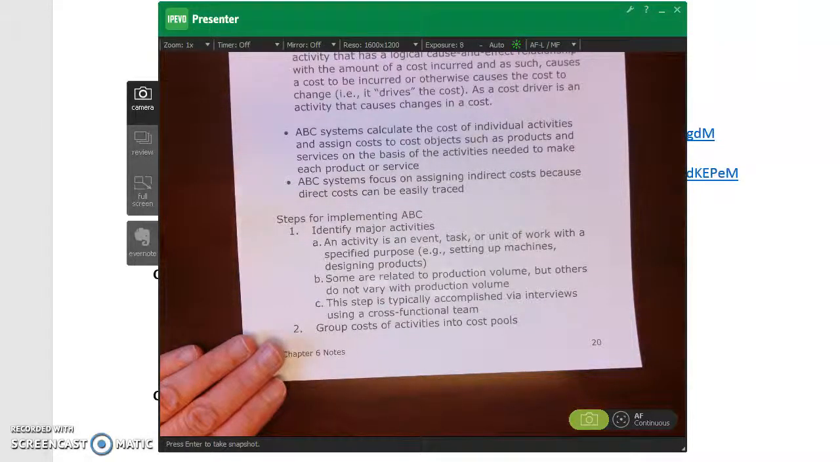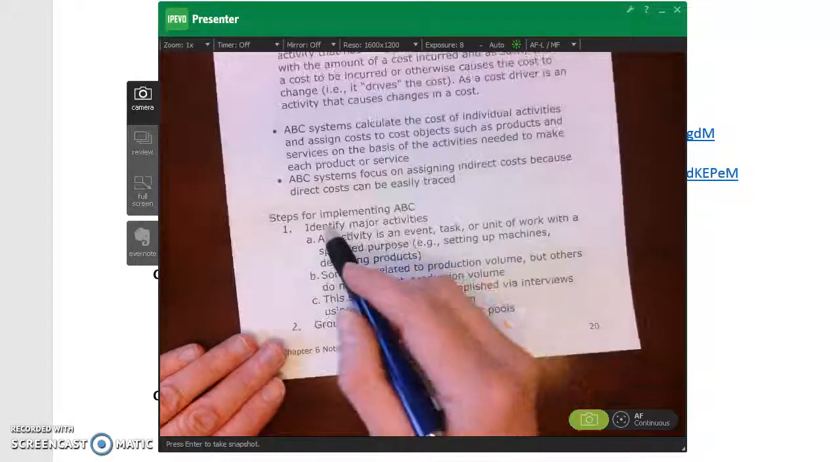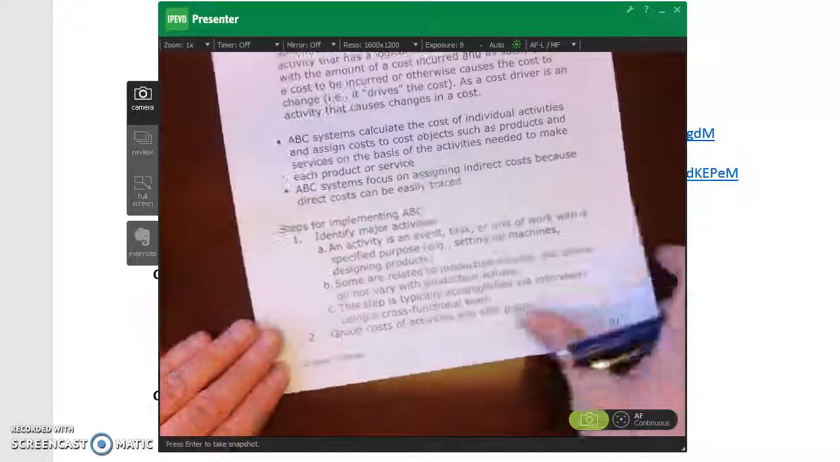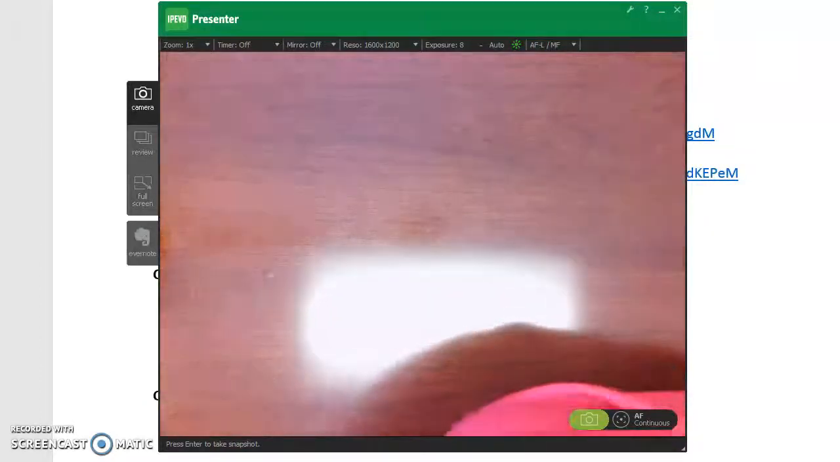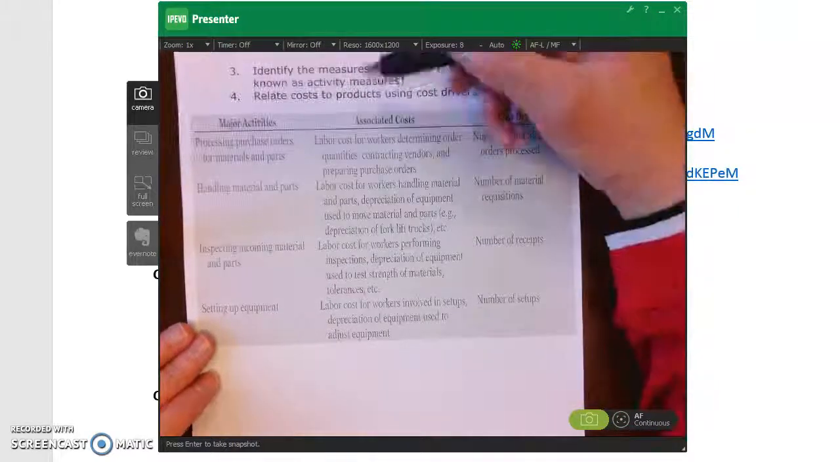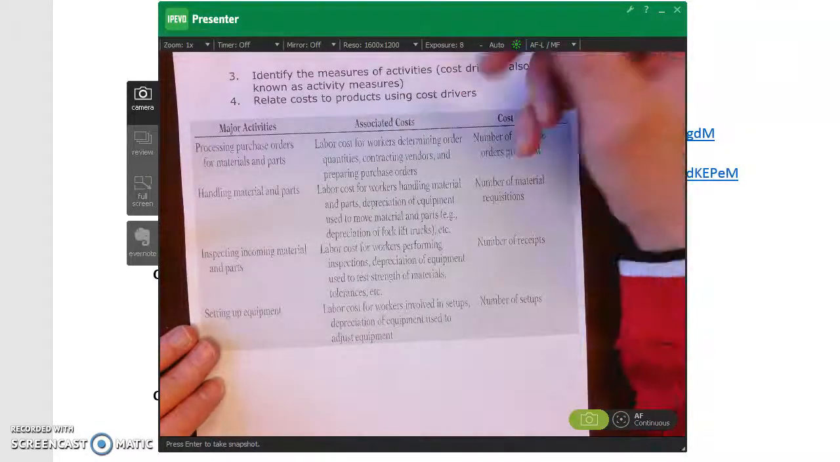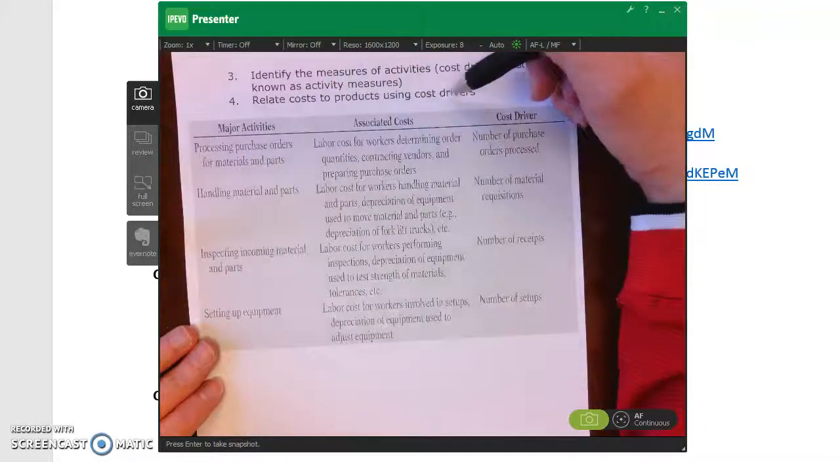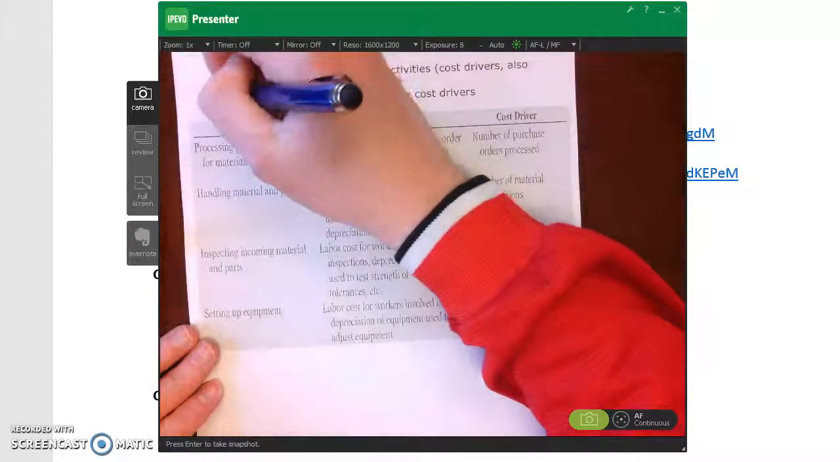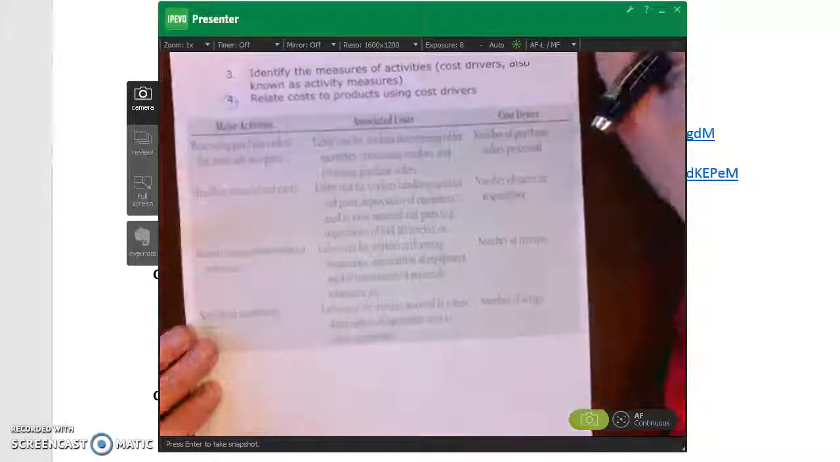Okay, we would group the costs of these activities. So we identified the activities, and then we're going to group the costs of those activities into a cost pool, and then we're going to identify the cost driver in each cost pool, which would also be known as an activity measure, and then we'll relate the cost to those products using the cost drivers. We're going to focus in this chapter with our computations on step 4.